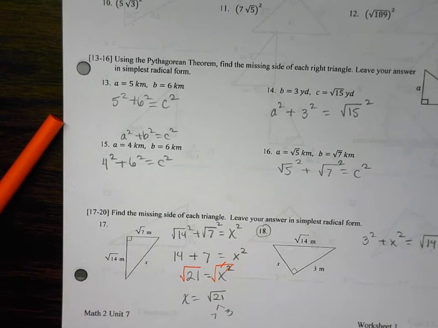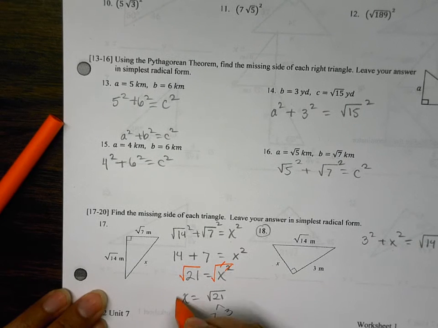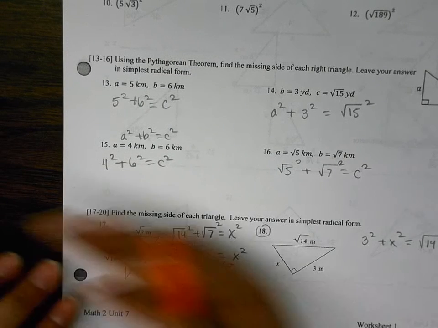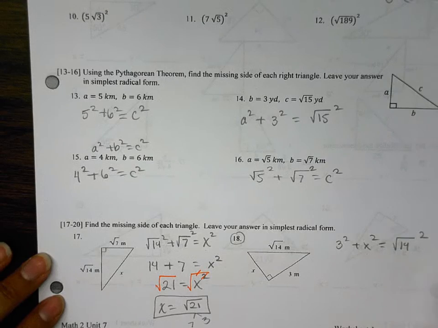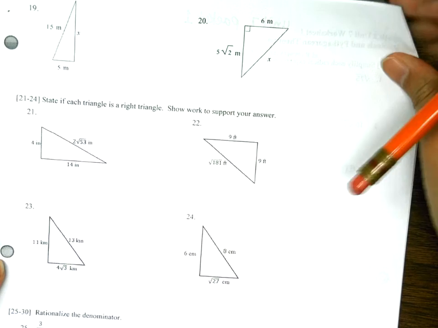What does 21 break down into? Do any pairs come out? No, 7's prime, 3 is prime, so x equals root 21 is your final answer. Make sense? Okay, let's move over to the back side.